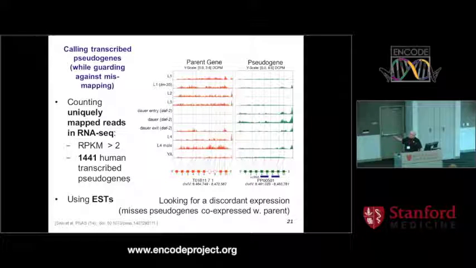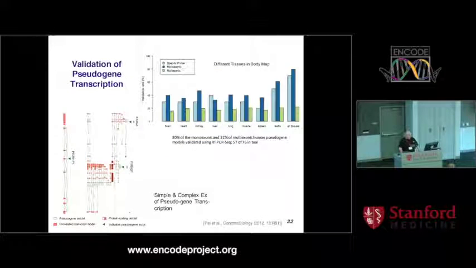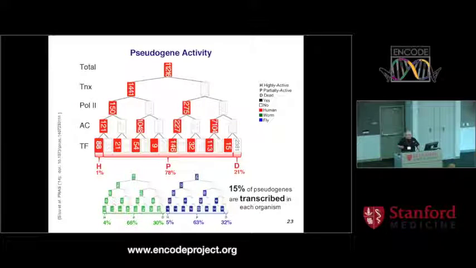And when you take this approach, you can find that, conservatively, there are probably more than 1,000 human pseudogenes being actively transcribed. And we've done experimental validation using primer-specific RT-PCR to prove that these things are actually transcribed. And this is the one slide I just wanted to emphasize.